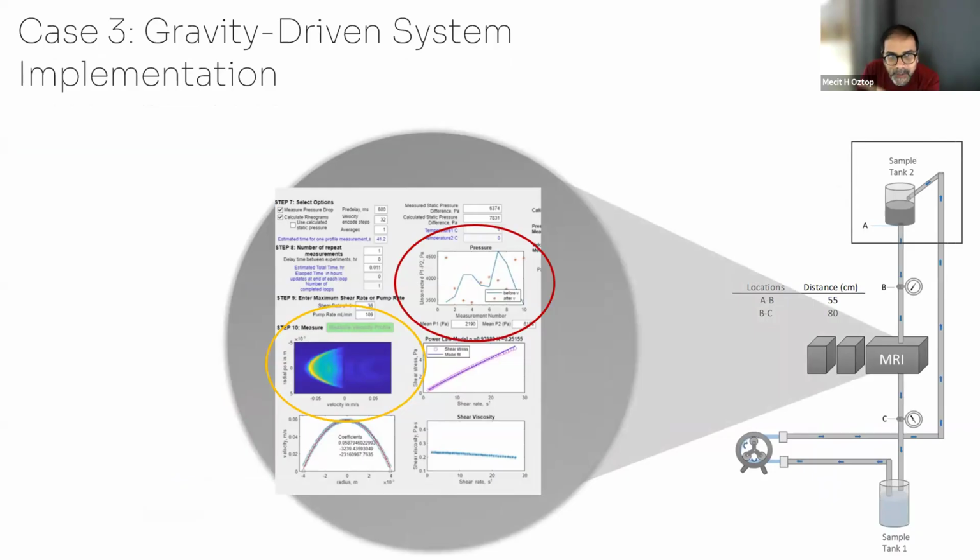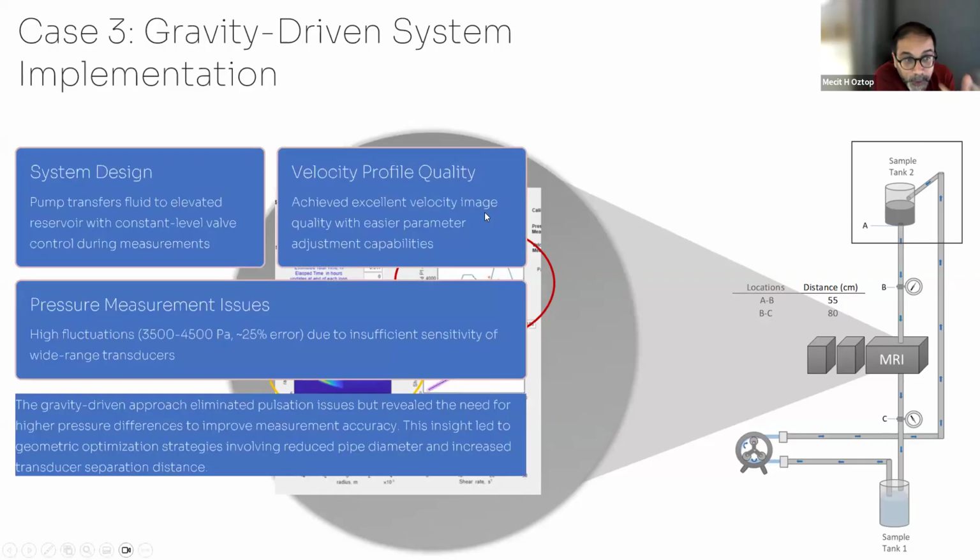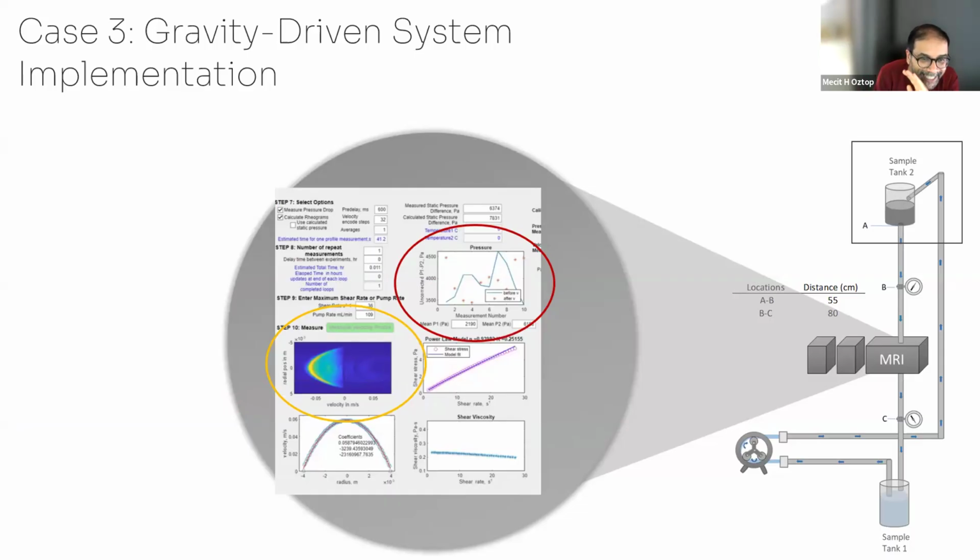And in such a case, we have the fluids leaving the system, and we use a pump to transfer fluid to elevate the reservoir with constant level wall control during the measurements. And here we achieved an excellent velocity profile. So here you see, for instance, this is a perfect velocity profile, the desired parabolic profile that you expect with a flow imaging system.